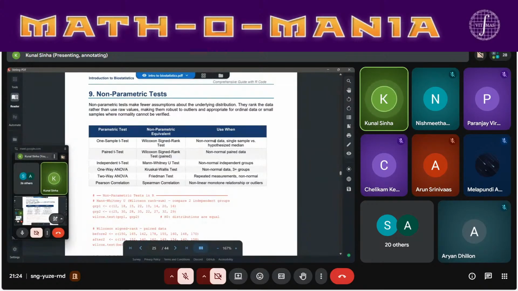Non-normal data is basically data that does not follow a normal distribution. It can be any other distribution, just not a normal one. You can use this test then.